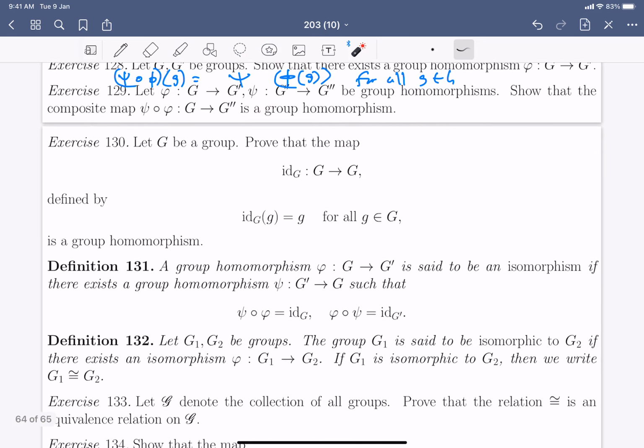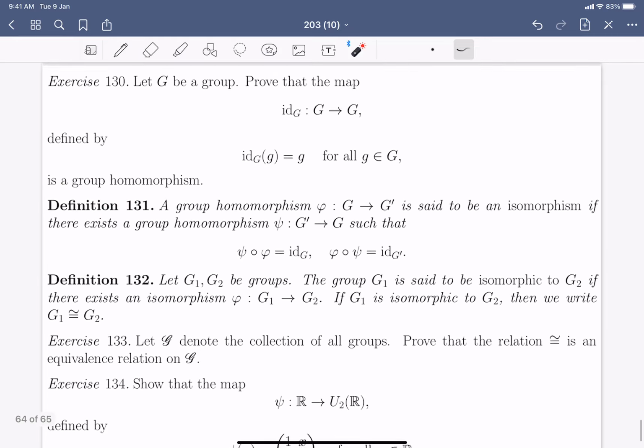And here is an interesting group homomorphism that works for any group. More specifically, if we have a group G, then the following map is called the identity map. This is denoted by id_G or sometimes just by id. This is a map from G to G which sends an element g to g. In fact, one can show that this is a group homomorphism.